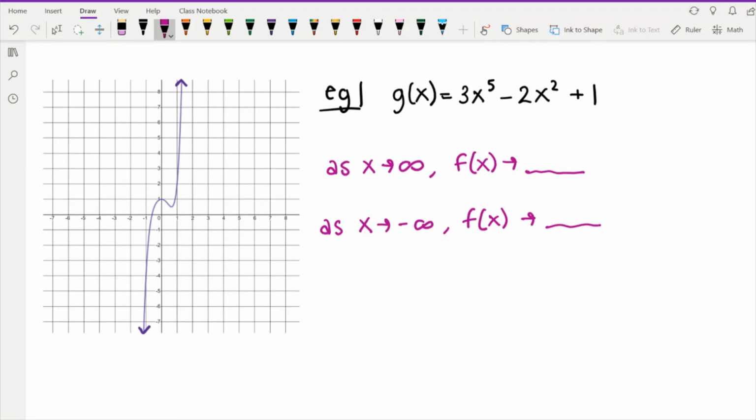Okay, so let's talk about first as x approaches infinity. In this case, we're talking about as we plug in bigger and bigger numbers, as x gets bigger, what's happening to the outputs? We can tell that the outputs are going up, right? And so as x gets larger and larger, f of x also gets larger and larger. Similarly, if we go in the negative direction, plugging in smaller and smaller numbers for x, what's happening to the outputs? They're going down. And so as x approaches negative infinity, f of x also approaches negative infinity. That would be our description of the end behavior.